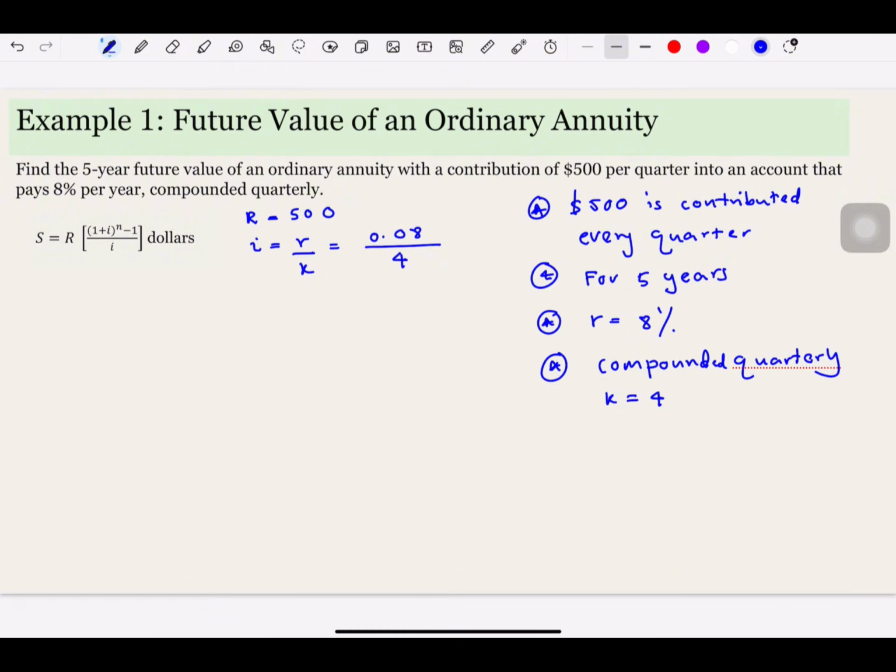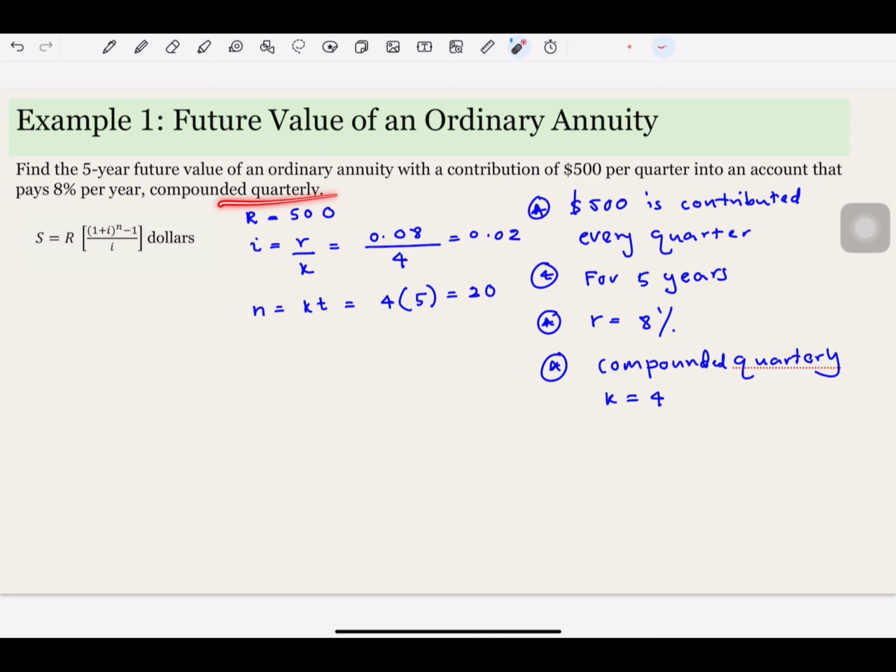To get i, you have to divide 0.08 by 4, which will give you 0.02. And then you need n as well. n is the total number of periods. To get the total number of periods, you have to multiply k by t. So k is 4 and t is the total time in years, which is 5. If you multiply the two numbers together, you'll get 20.